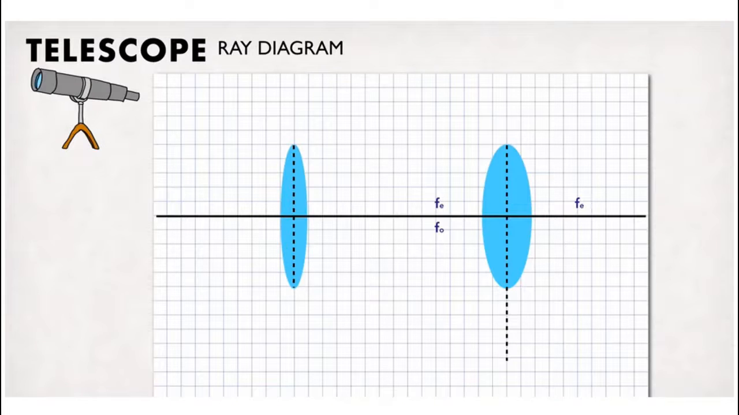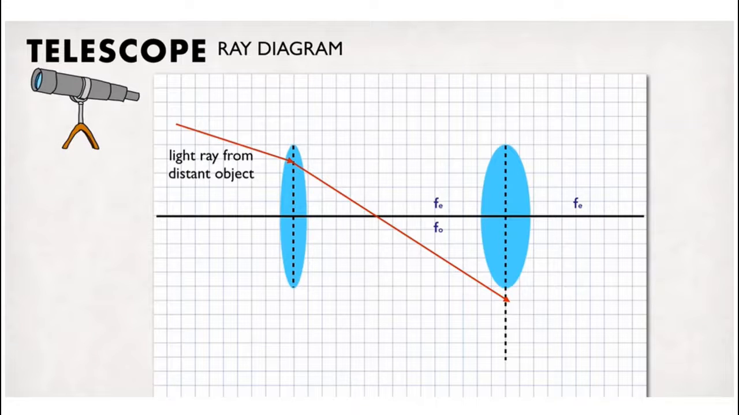As you can see, there are 2 lenses of different thickness used in the telescope. The first lens at the left side is thinner. This is the objective lens. It has a long focal length, FO. Meanwhile, the eyepiece lens is always thicker. It has a short focal length, FE.